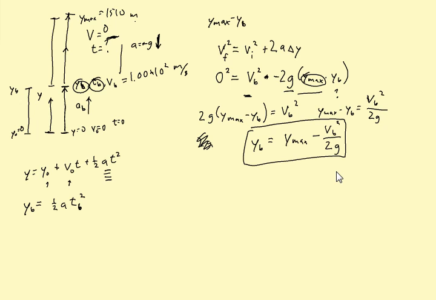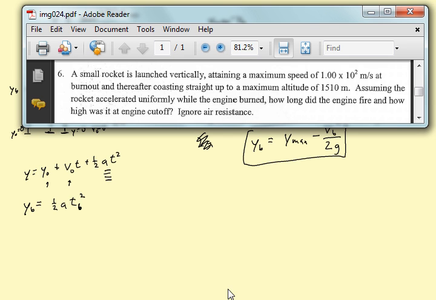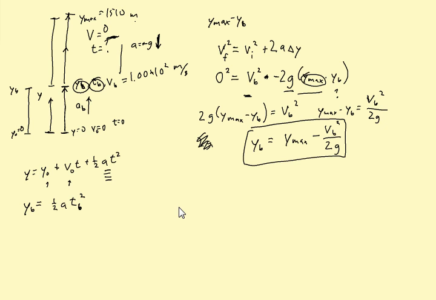And this just tells us how our time at burnout and our y at burnout interrelate. And what we wanted to find, I believe, was acceleration, wasn't it? Let's check that. What we wanted to find: how long did the engine fire and how high was it at engine cutoff? Assuming the engine, oh, well that's interesting actually, because we don't know. Oh, okay, so this is almost how high?